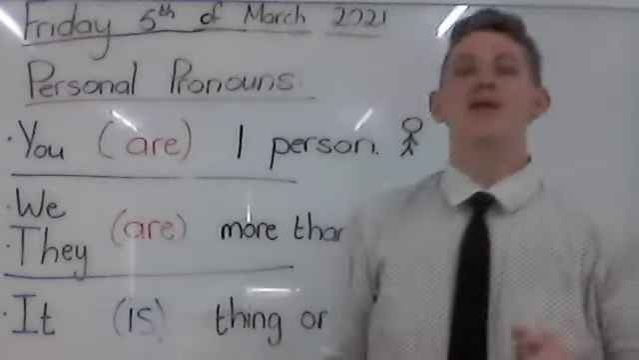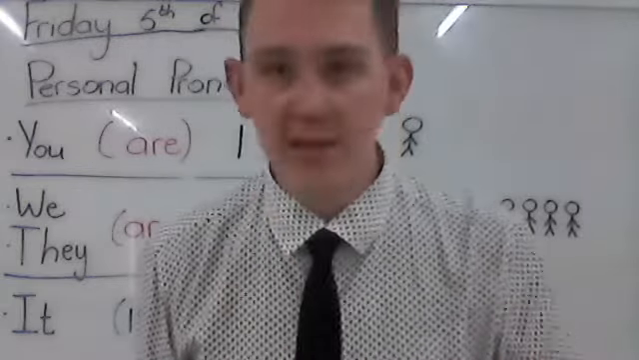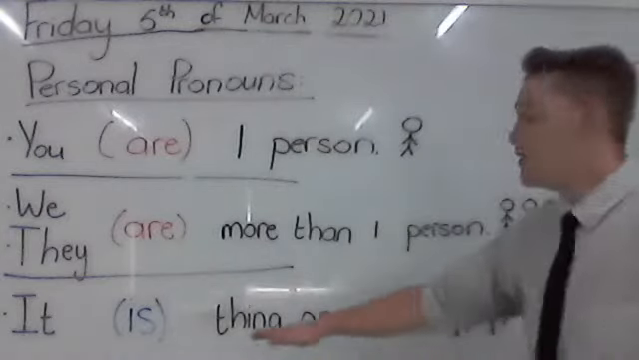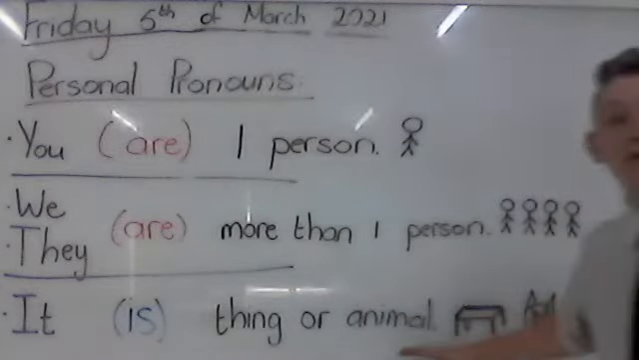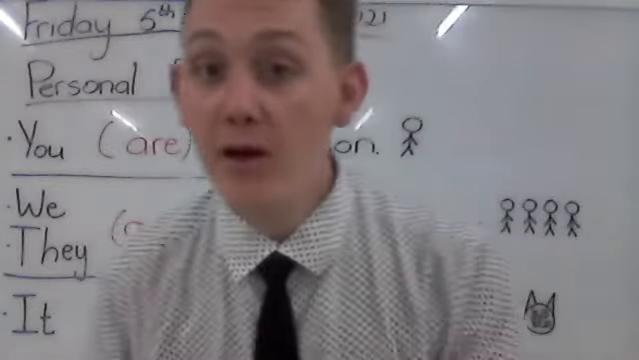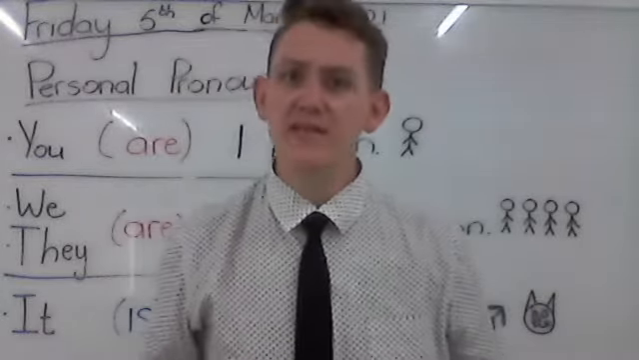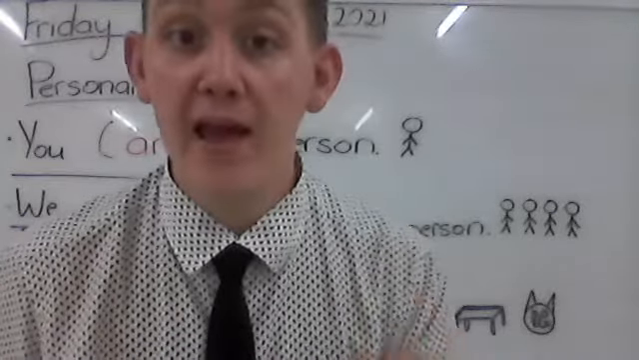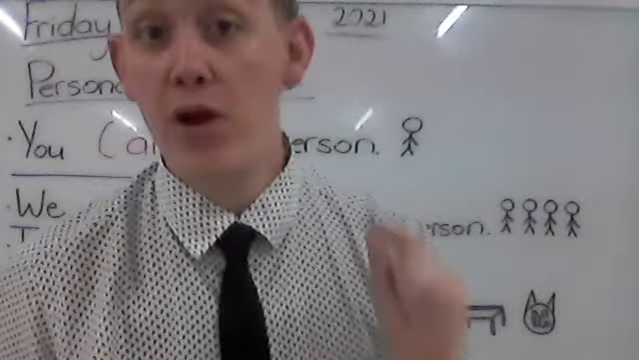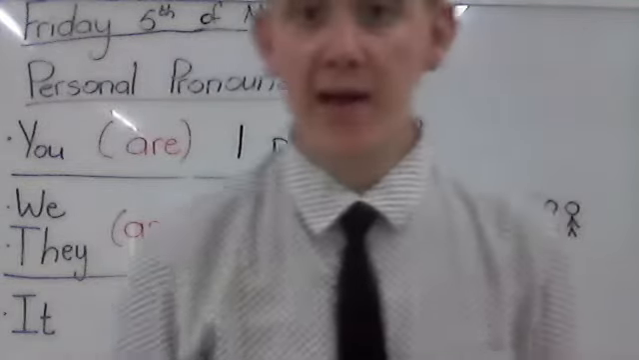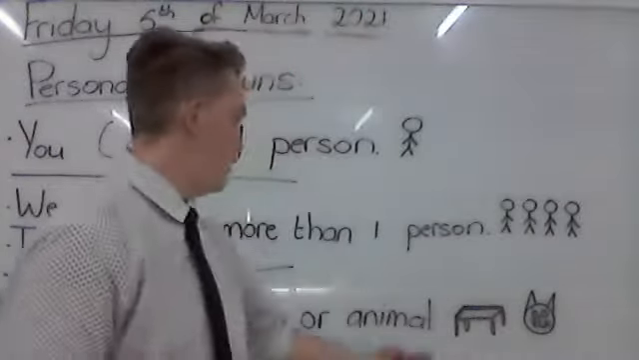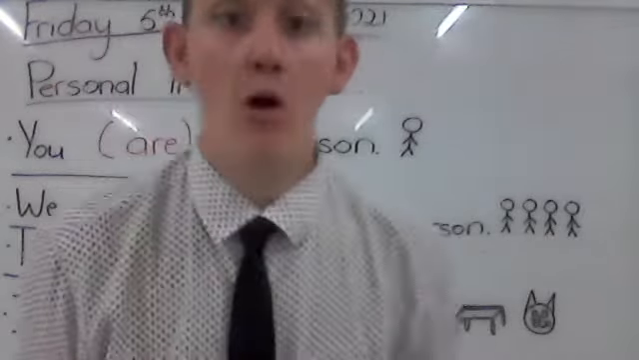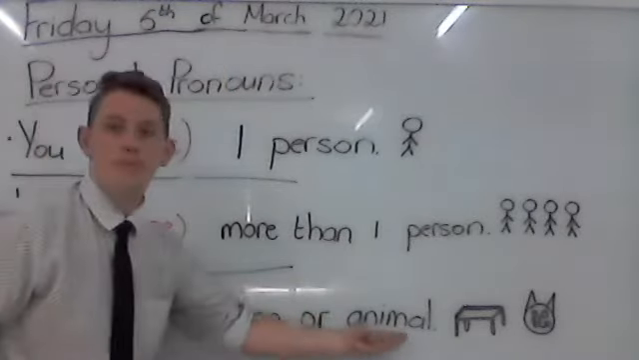And then we get to our last one. It. So it is not a person. When we use it, it is a thing or animal. So what is a thing? It can be anything. Anything that is not a person, that is not alive, like a chair or table.